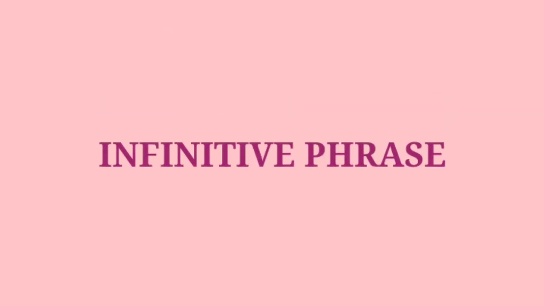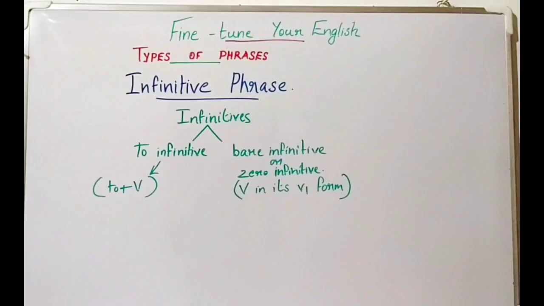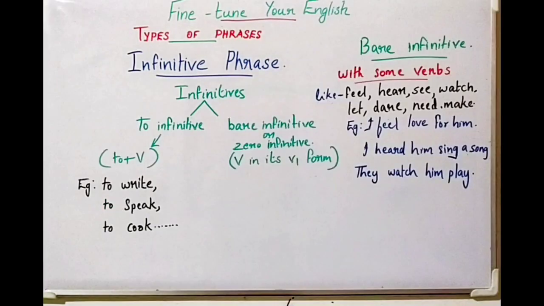Next it is infinitive phrase. We can start with infinitives before we explain infinitive phrases. See, what are infinitives? There are two types of infinitives, to infinitives and bare infinitives. To infinitives are to plus verb. For example, to write, to read, to speak, to cook, etc. To plus verb is to infinitive. But bare infinitive in form just seems like V1. It is also called zero infinitive.